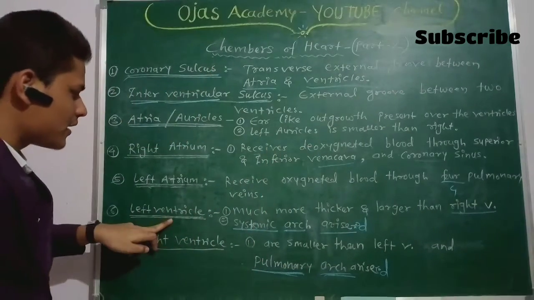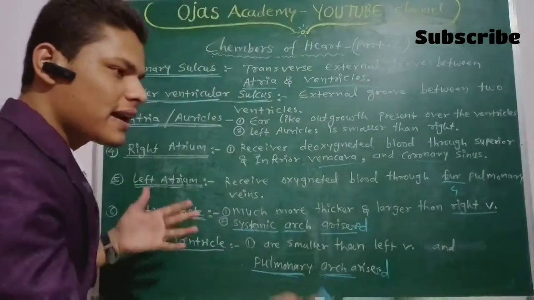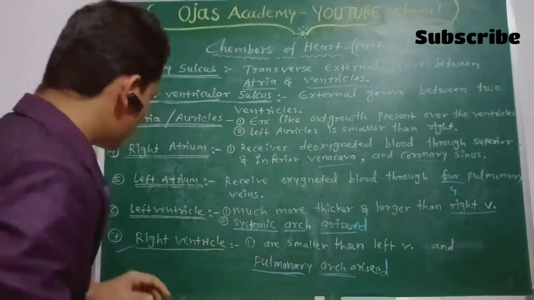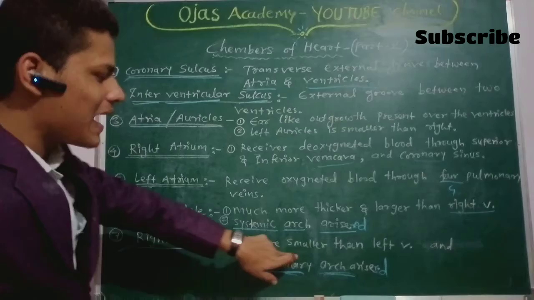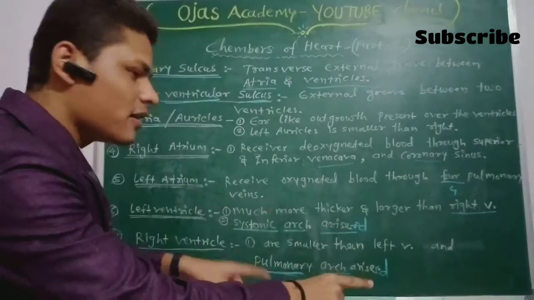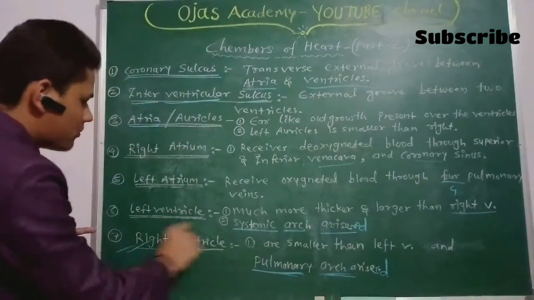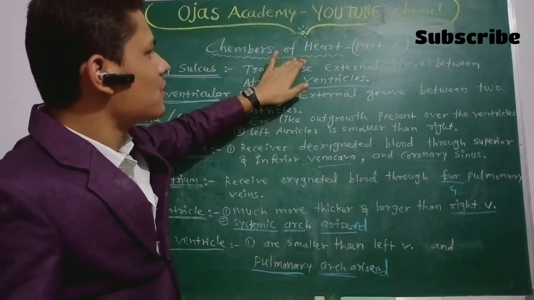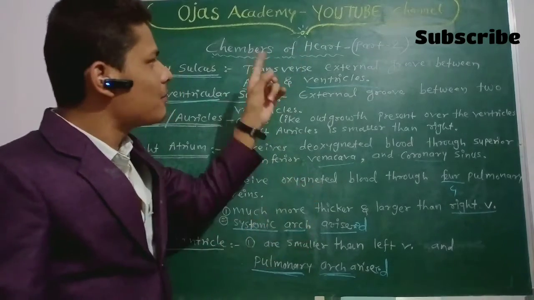What is the function of the left ventricle? It is much thicker and larger than the right ventricle, and the systemic arch arises from it. Okay, now the last is the right ventricle, which is smaller than the left ventricle, and the pulmonary arch arises from it. Okay, so this is our part 2, chambers of the heart.